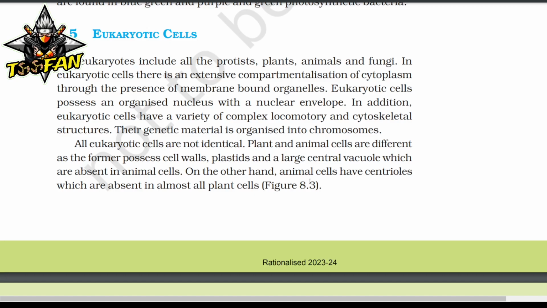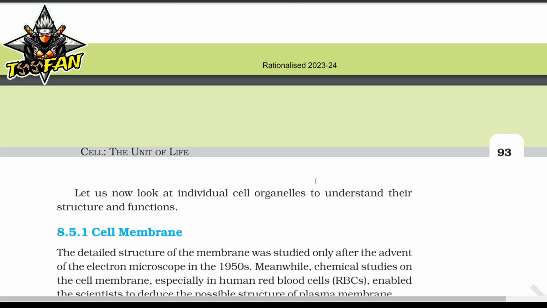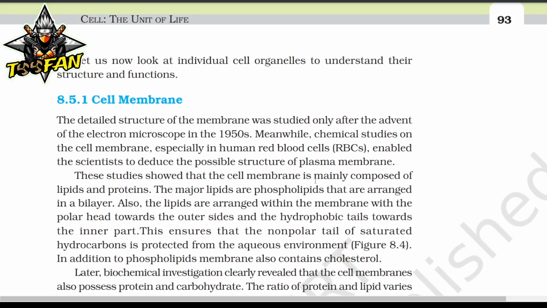All eukaryotic cells are not identical. Plant and animal cells are different, as the former possess cell walls, plastids, and a large central vacuole, which are absent in animal cells. On the other hand, animal cells have centrioles, which are absent in almost all plant cells. Now let us look at the individual cell organelles to understand their structures and functions.